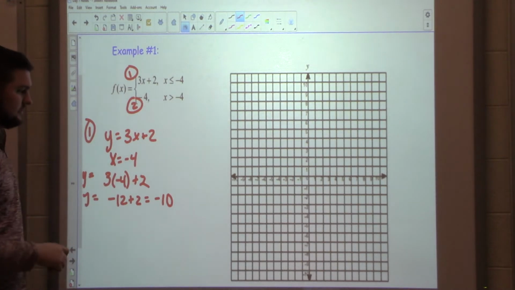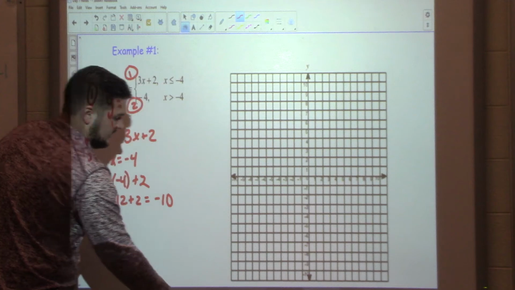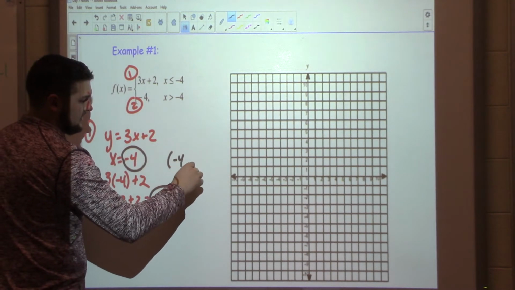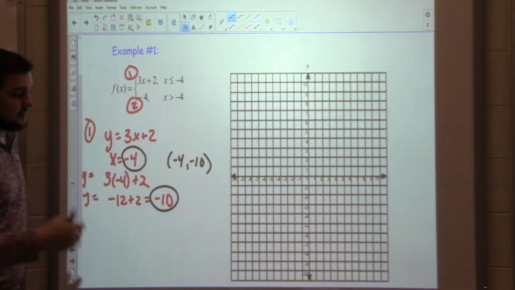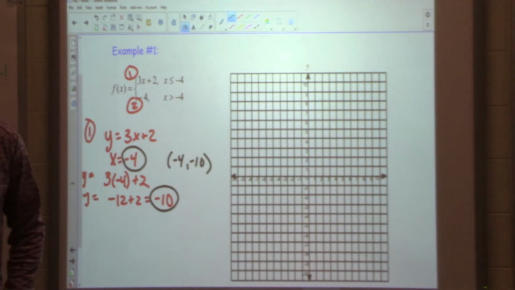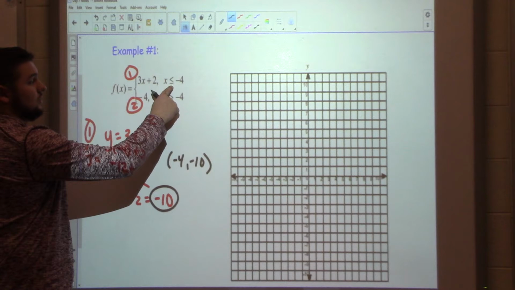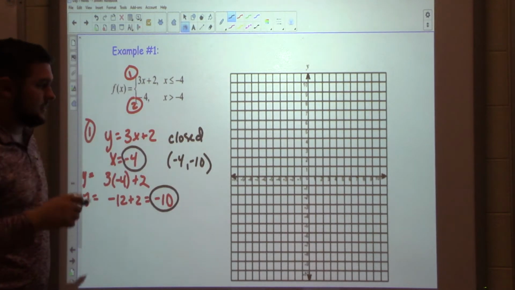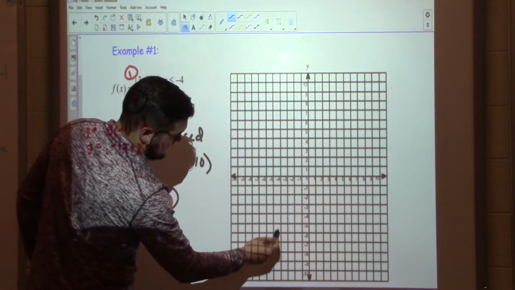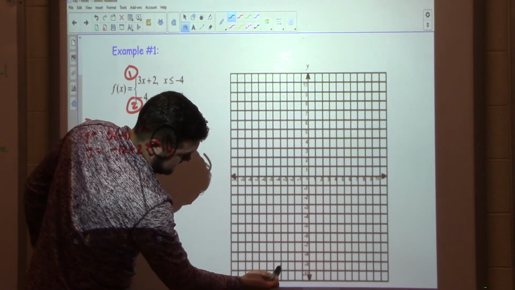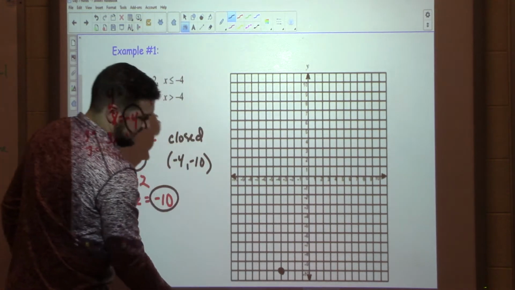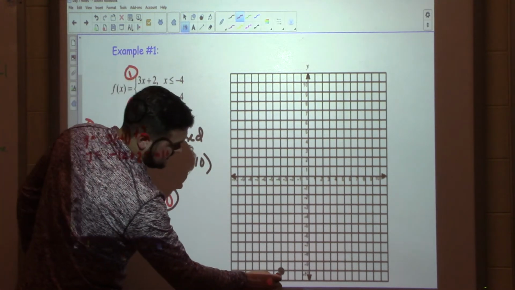So at -4, -10, I'm going to have a point, and that's my first point. I also know, because it's "or equal to," it's going to be a closed endpoint, a filled in endpoint. So at -4, -10, I've got a filled in endpoint.